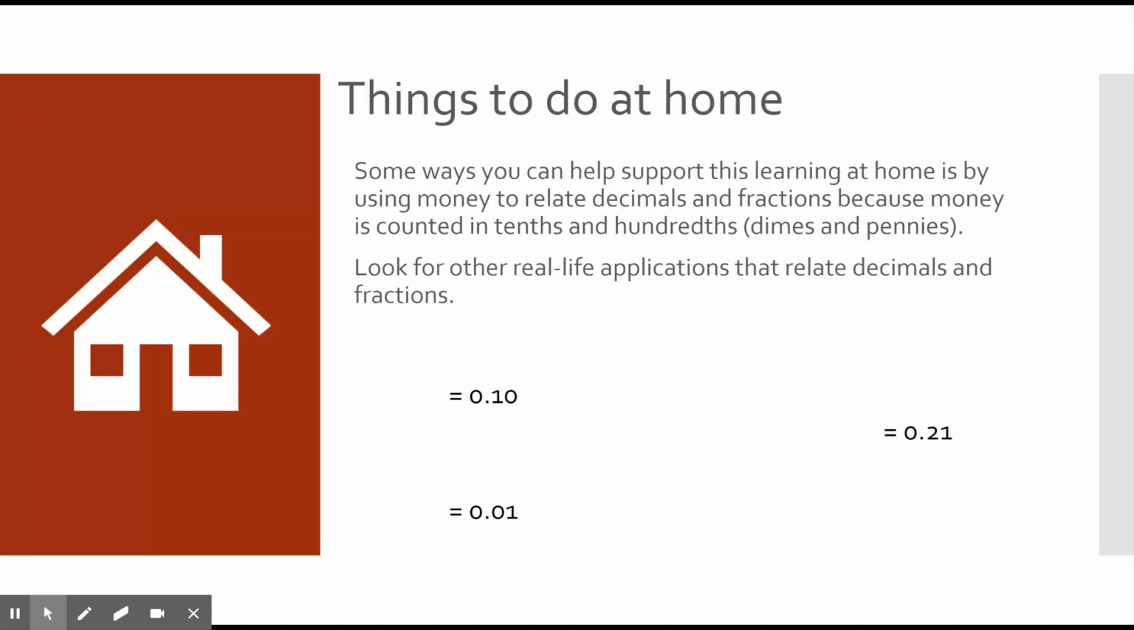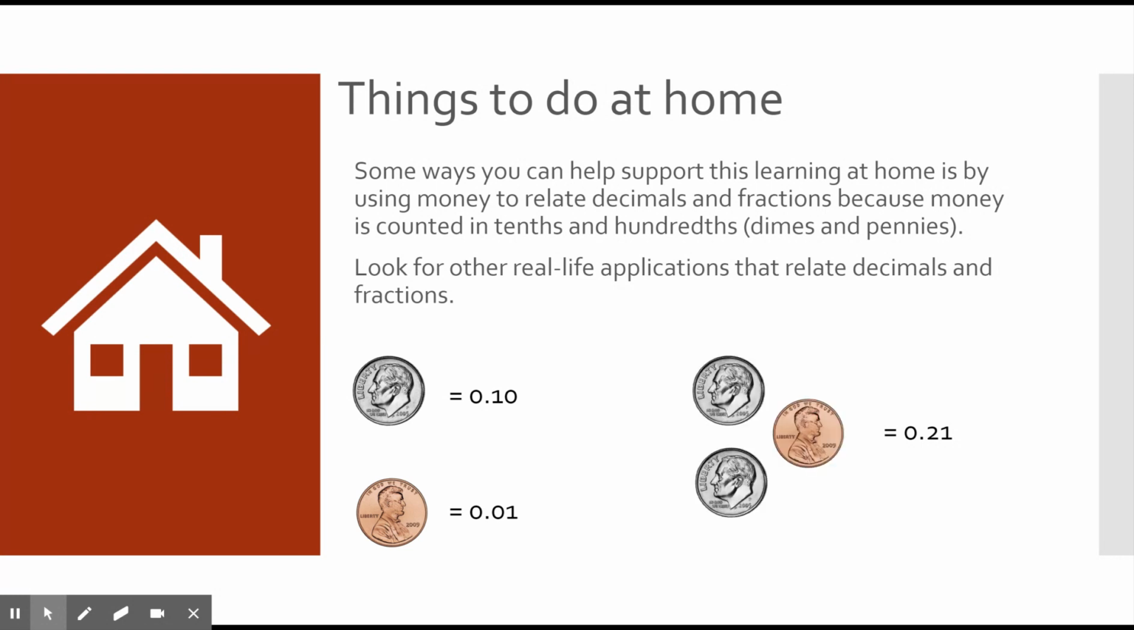There are many ways to support your child's understanding of decimal numbers at home. One way is to relate decimals to money, because money is counted in tenths and hundredths. Think of 1/10 as 1 dime and 1 penny as 1/100th, or 2 dimes and 1 penny as 21 cents, or 21 cents as 21 hundredths.